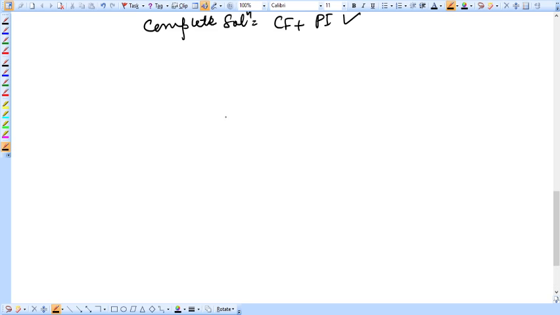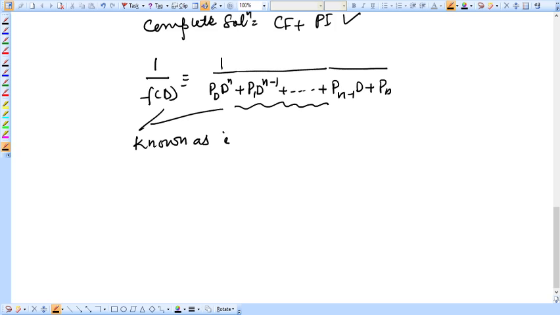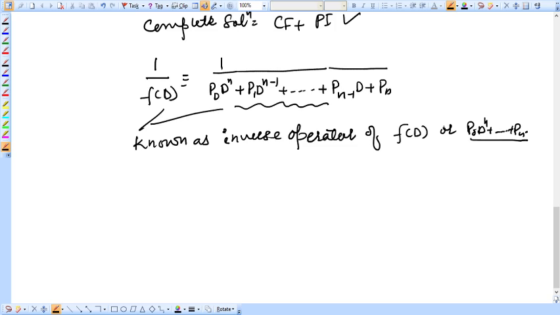Now we have written 1 upon f(D). What is this? We are going to talk about this now. This operator is known as 1 upon f(D), or you can say 1 upon p0 D to the n plus p1 D to the n minus 1 plus so on, plus p(n minus 1) D plus pn. This thing we have called f(D). This operator is known as the inverse operator of f(D), or of p0 D^n and so on up to pn. This is known as the inverse operator of this.